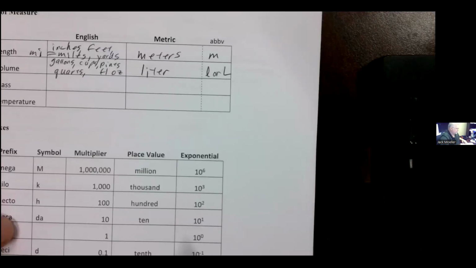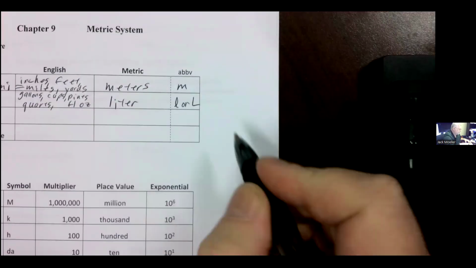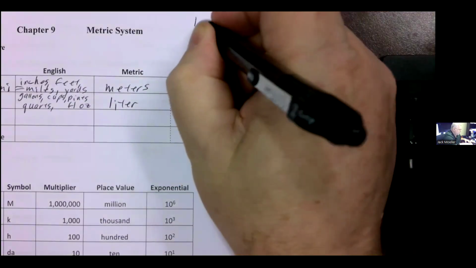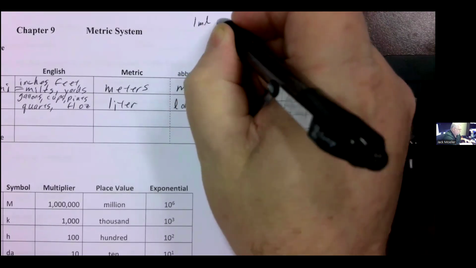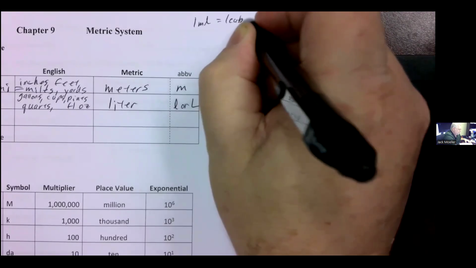But one of the nice things about the metric system, we'll get into this later in chapter 9, but it's worth throwing out here as well, is that 1 ml, which is 1 milliliter, is one cubic centimeter.